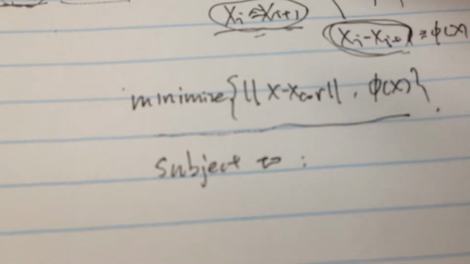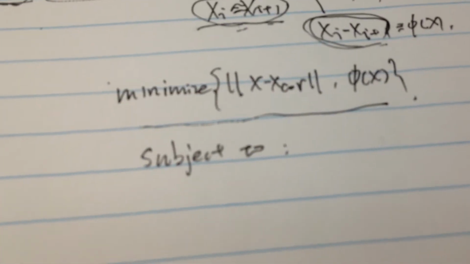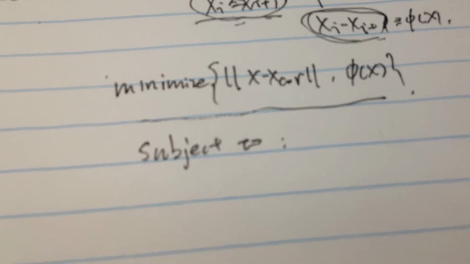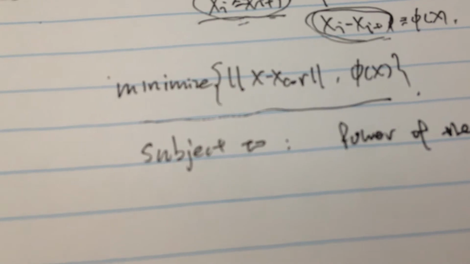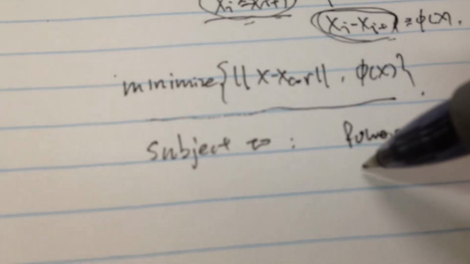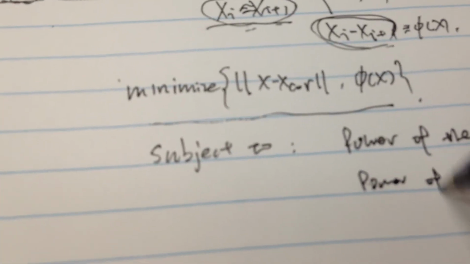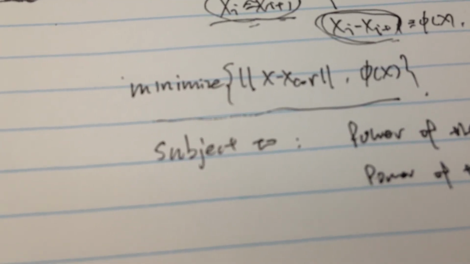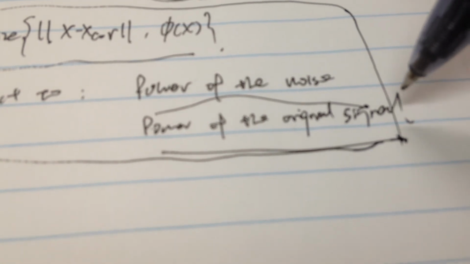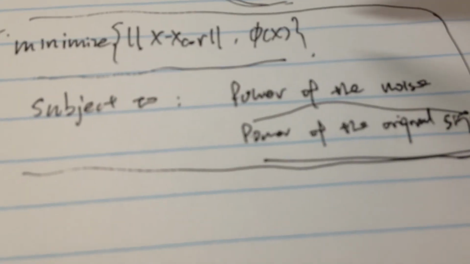and the constraints may be related to the power of the noise, or the power of the original signal. And these are the constraints, and we can use what we learned in chapter 5 to deal with these convex optimization problems.